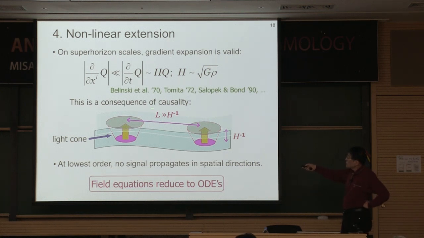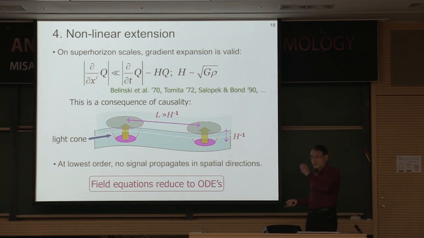But anyway, in this limit, if you just consider evolution for a few number of e-folds, not too many, then these two causally disconnected regions would never talk to each other, meaning that there's no propagation of information from one to the other. If there's no propagation, then you can solve the equations just locally, yes? You don't have to worry about information coming in from the other side. Which means that the field equation becomes an ordinary differential equation in time.